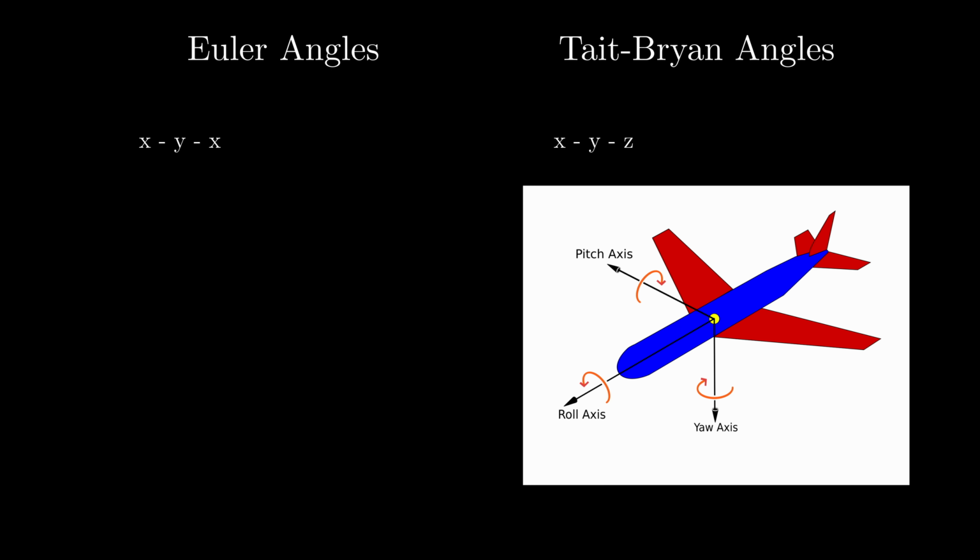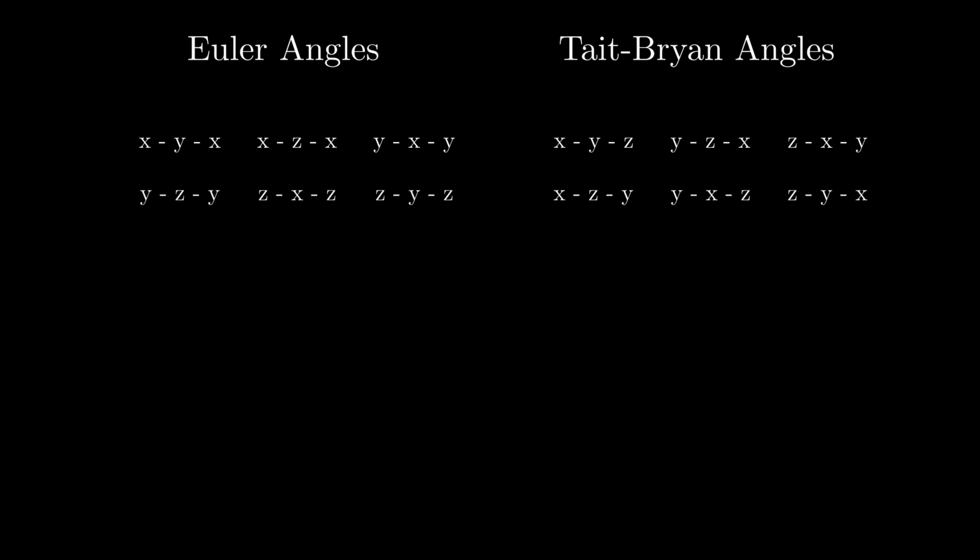This brings us to standard conventions for combining rotations. The most common are the Euler angles and the Tait-Bryan angles. Euler angles use 3 rotations where the first and the third rotation are around the same axis, like x, y, x. These are popular in aerospace and physics because they avoid certain mathematical singularities. Tait-Bryan angles, on the other hand, use 3 rotations around 3 different axes, like x, y, z. These are more intuitive and commonly used in robotics. You might know them as roll, pitch, and yaw. Here you can see all possible combinations of both conventions.